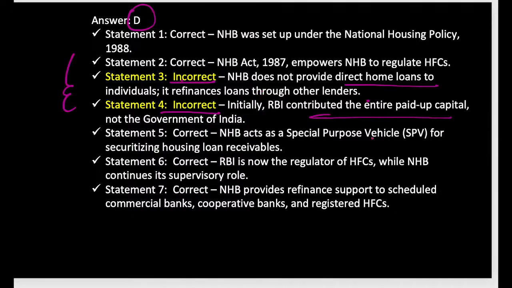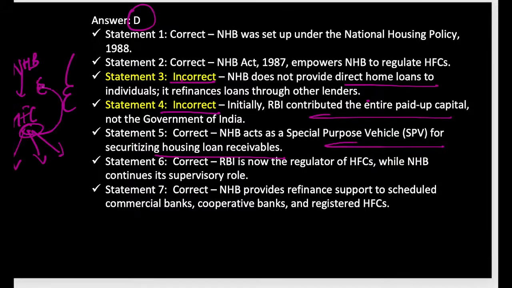Statement 5: NHB acts as a special purpose vehicle for securitizing. Some housing finance companies get supervised by NHB. If they are dealing with some housing project, generally a special purpose vehicle, an SPV, is created, and that is generally monitored by NHB itself. So NHB is providing some sort of assurance to these housing finance companies. That's why statement 5 is also correct.